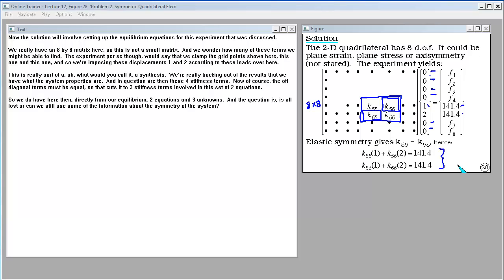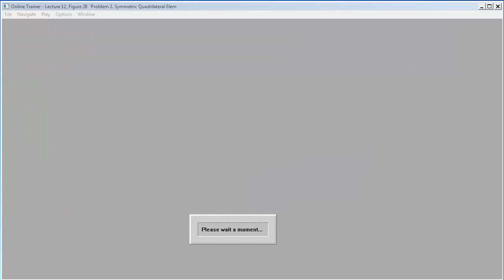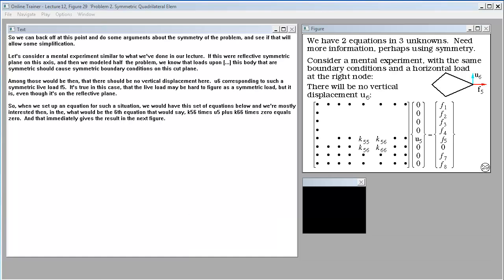So we do have here then, directly from our equilibrium, 2 equations and 3 unknowns. And the question is, is all lost, or can we still use some of the information about the symmetry of the system? So we can back off at this point and do some arguments about the symmetry of the problem and see if that will allow some simplification.